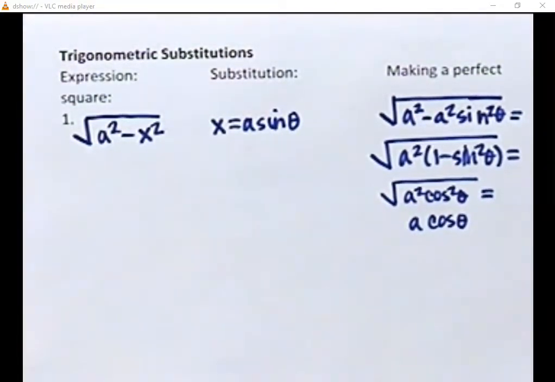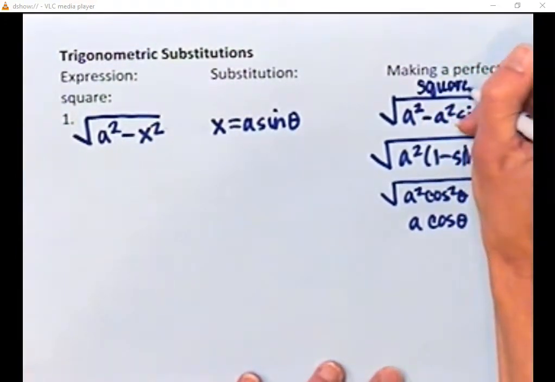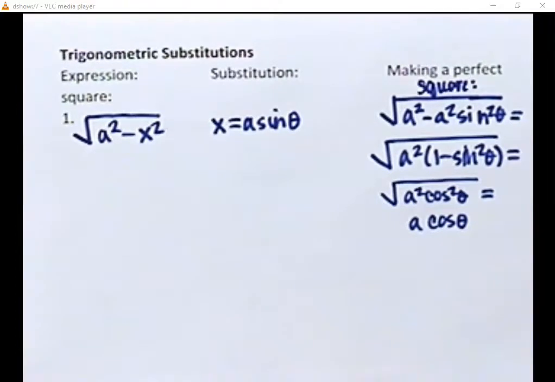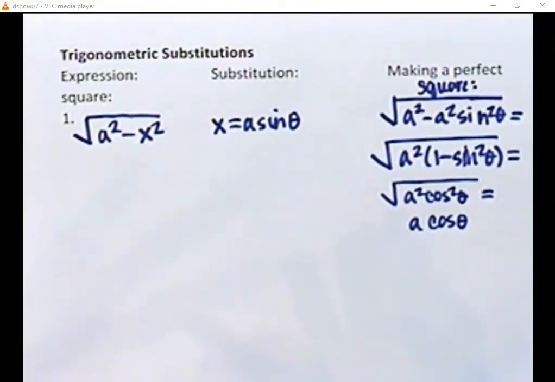Okay, so that's how we make this perfect square. Kind of saw it in that first one, but that's what's going to happen. Now, here's a piece that I just want to make sure you know, is that we have to ensure that this sine function here has an inverse function, because eventually we're going to have to put it back in terms of x. So we want to ensure that has an inverse function.